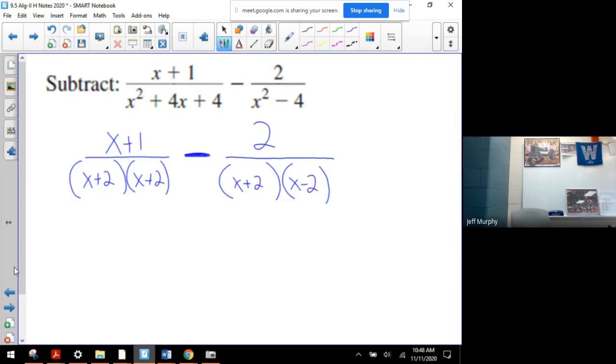And now again, I have to figure out my common denominator. So do either of these denominators have something in common? Well, they both have an x plus 2. So I'm going to write that down.